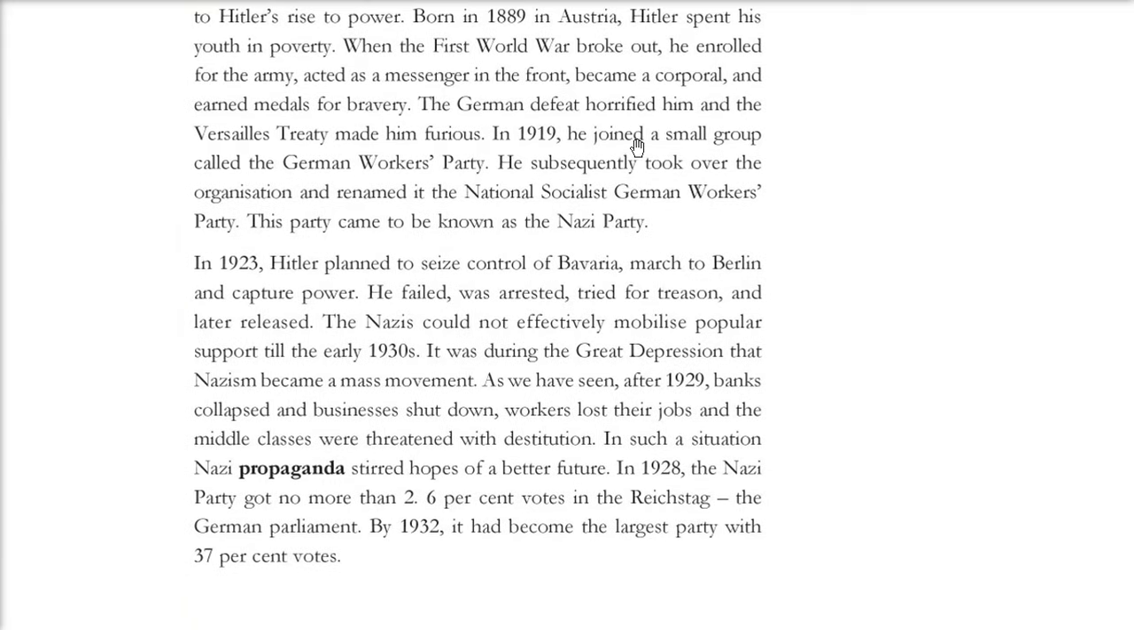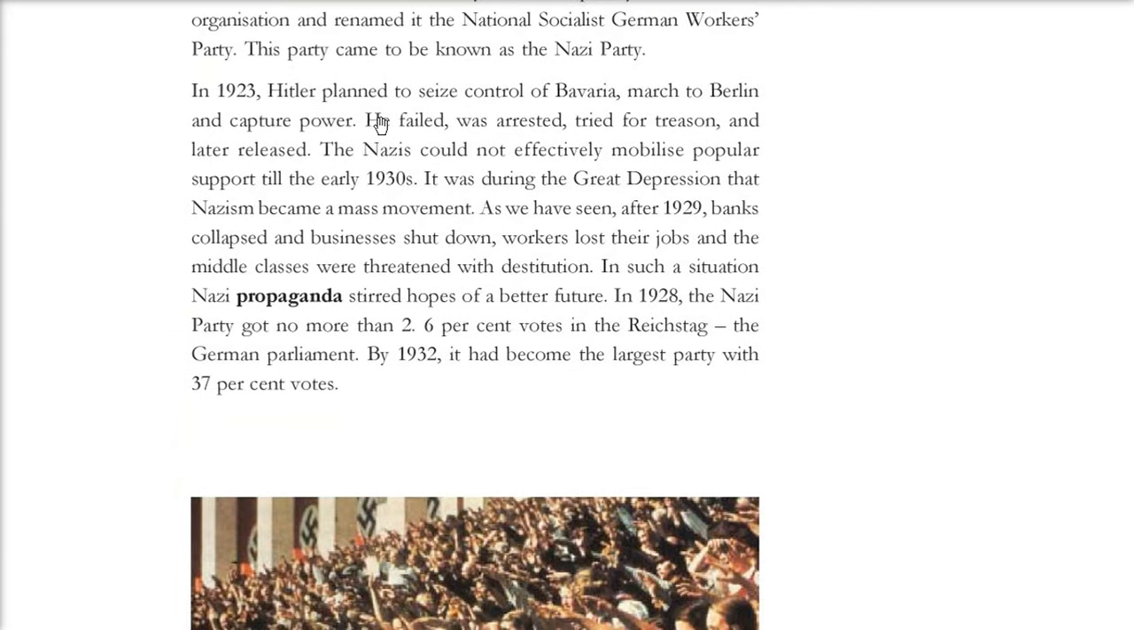In 1919, Hitler joined a very small group called the German Workers' Party and subsequently took over. It became the National Socialist German Workers' Party. Eventually, the previous German Workers' Party and then the National Socialist German Workers' Party became the Nazi Party that we are talking about. In 1923, Hitler planned to seize control of Bavaria, march to Berlin and capture power. He failed, was arrested and tried for treason, and was later released.